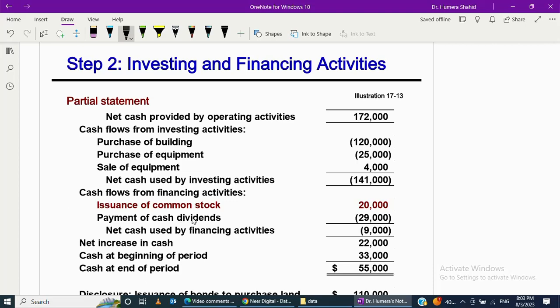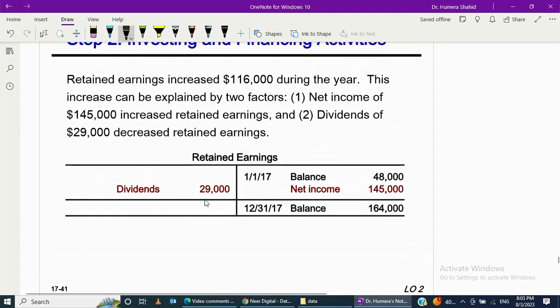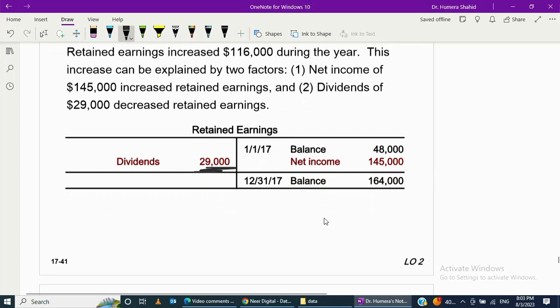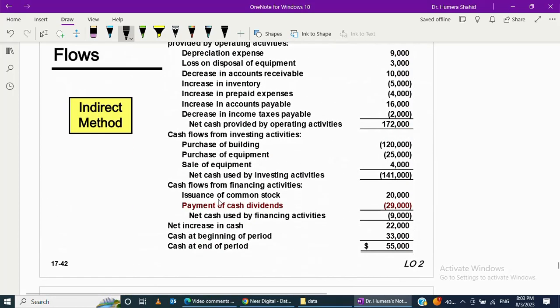And then in notes they said that the dividend was paid for 29,000. Remember, for retained earning I said we mention dividend in the financing activity section. So 29,000 cash dividend, it will go out of your hands, so payment of cash dividend. So when you net these two, you have 9,000 outflow. Operating activity gives you inflow, investing activity gives you outflow, and financing activity also uses the outflow, but we have to add, right?